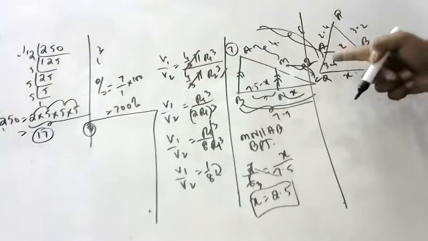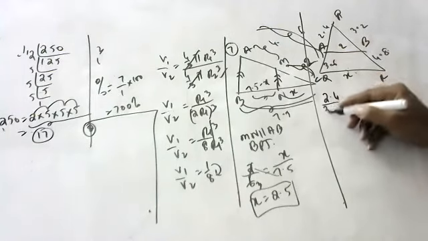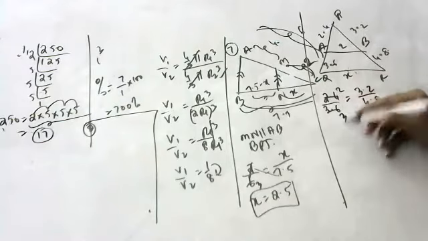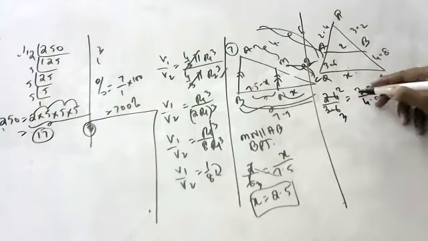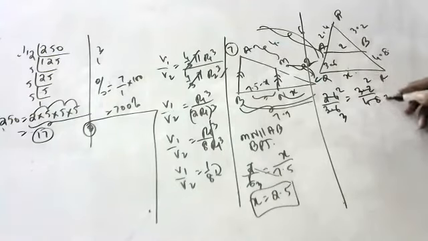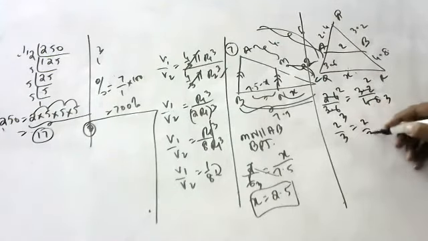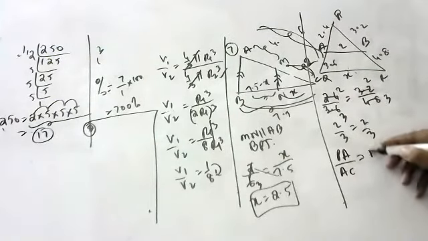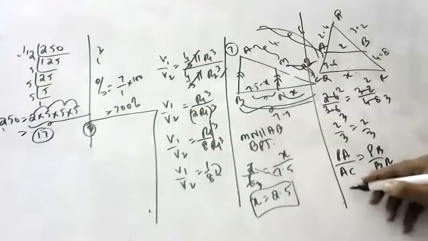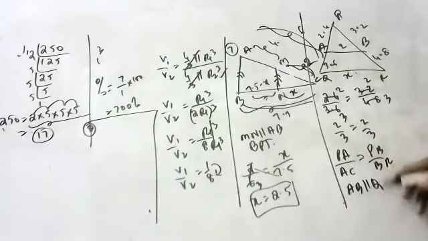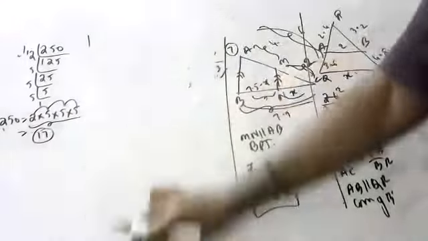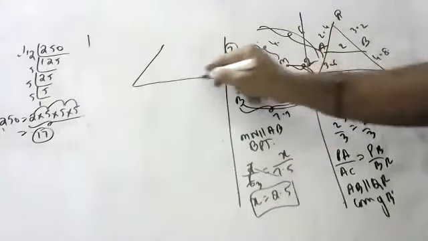Children, 2.4 by 3.6, 3.2 by 4.8. Let's check. Please check, children, all of you. Both are 2 by 3, 2 by 3. As PA by AC is equal to PB by BR, AB is parallel to QR by converse of BPT. We prove that these both are parallel. Children, try to understand.